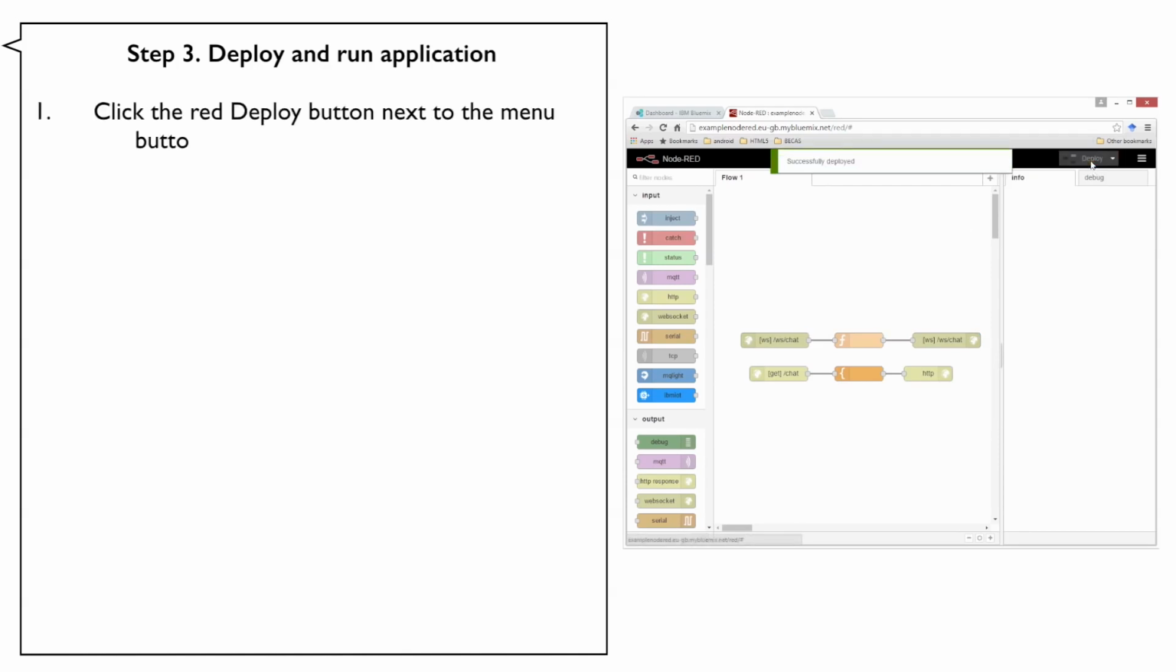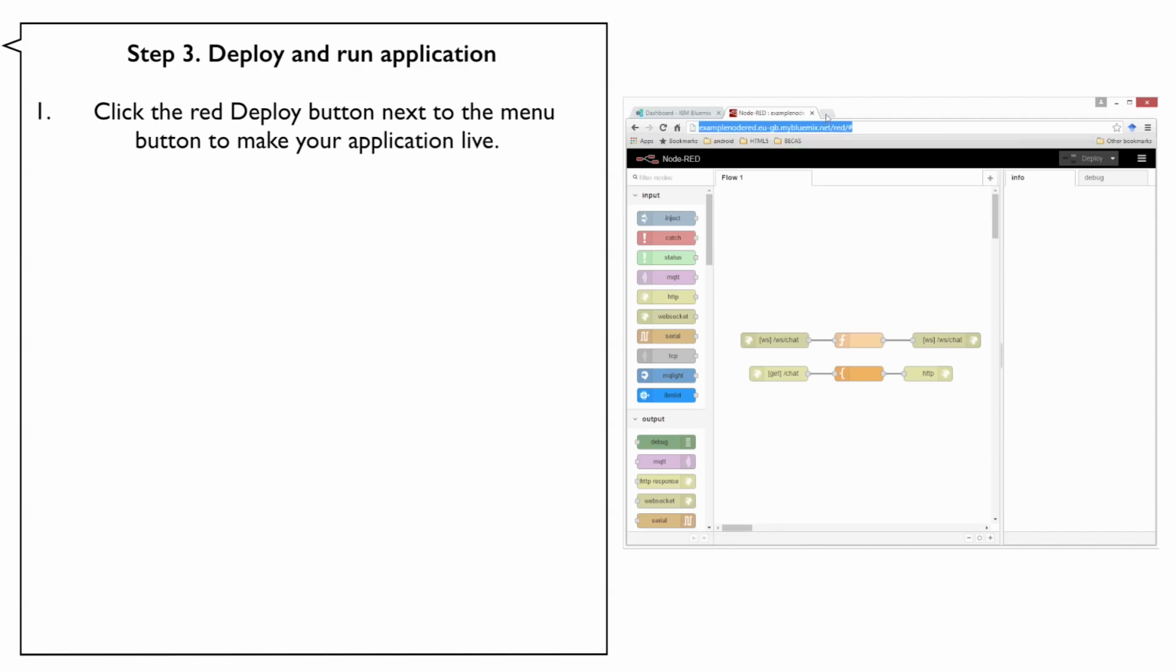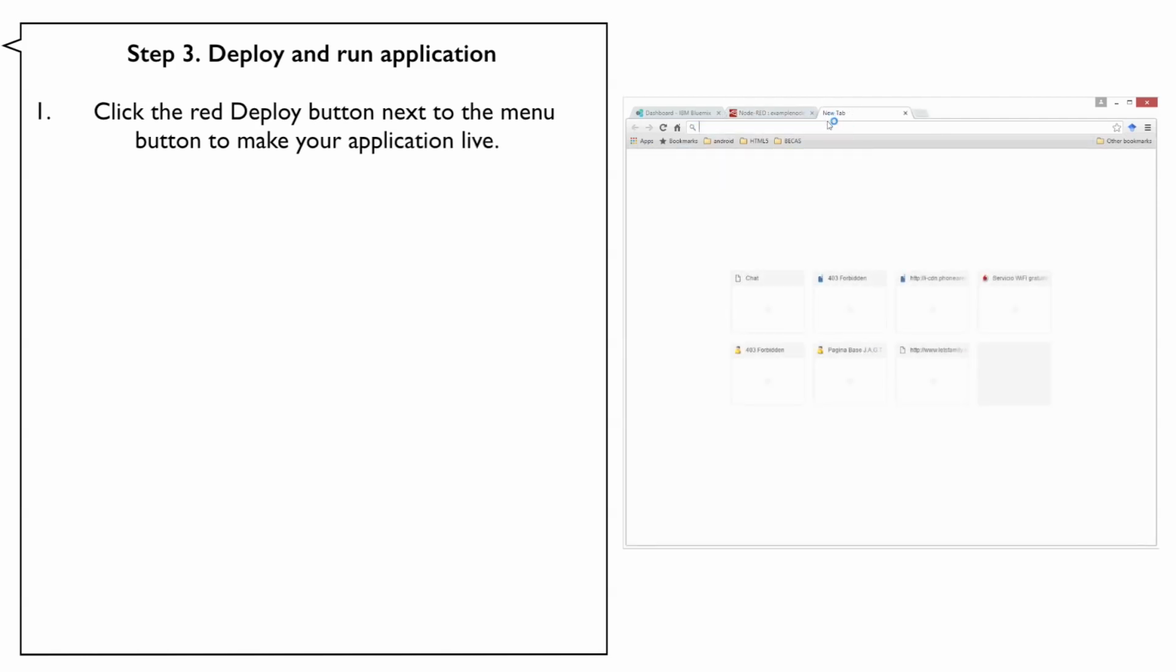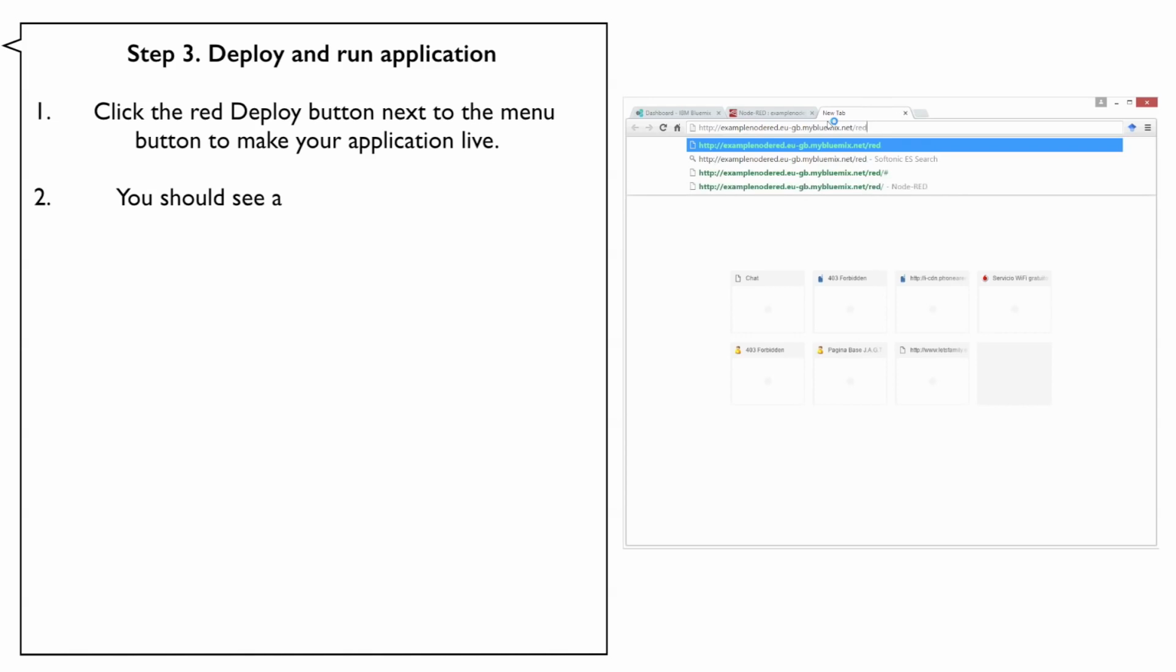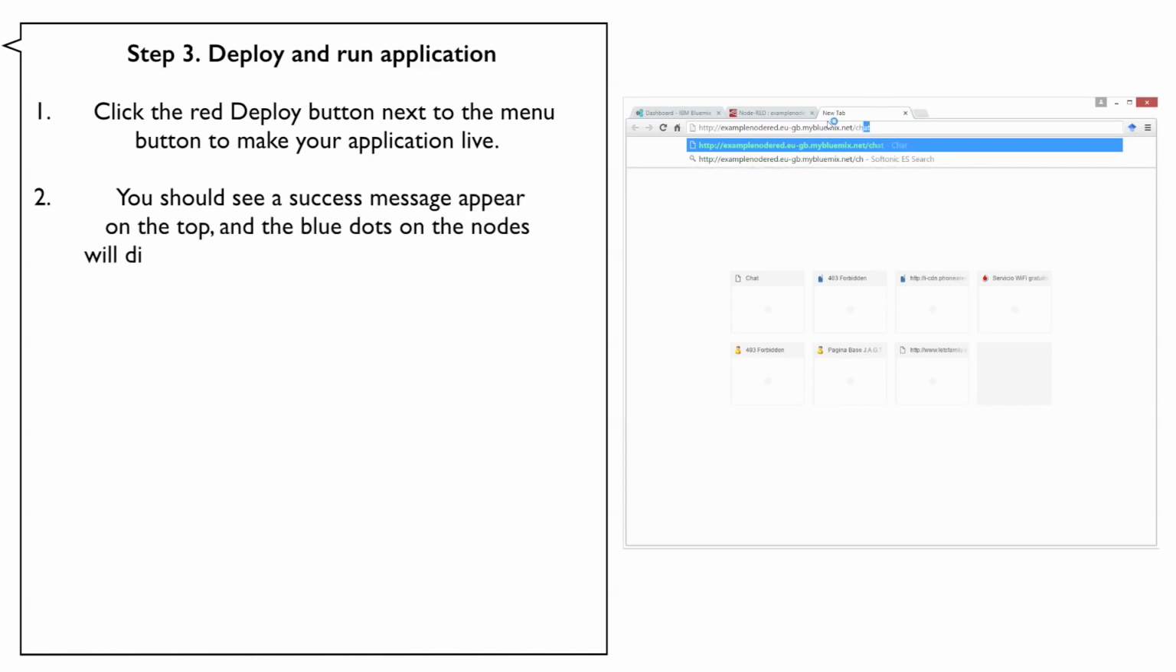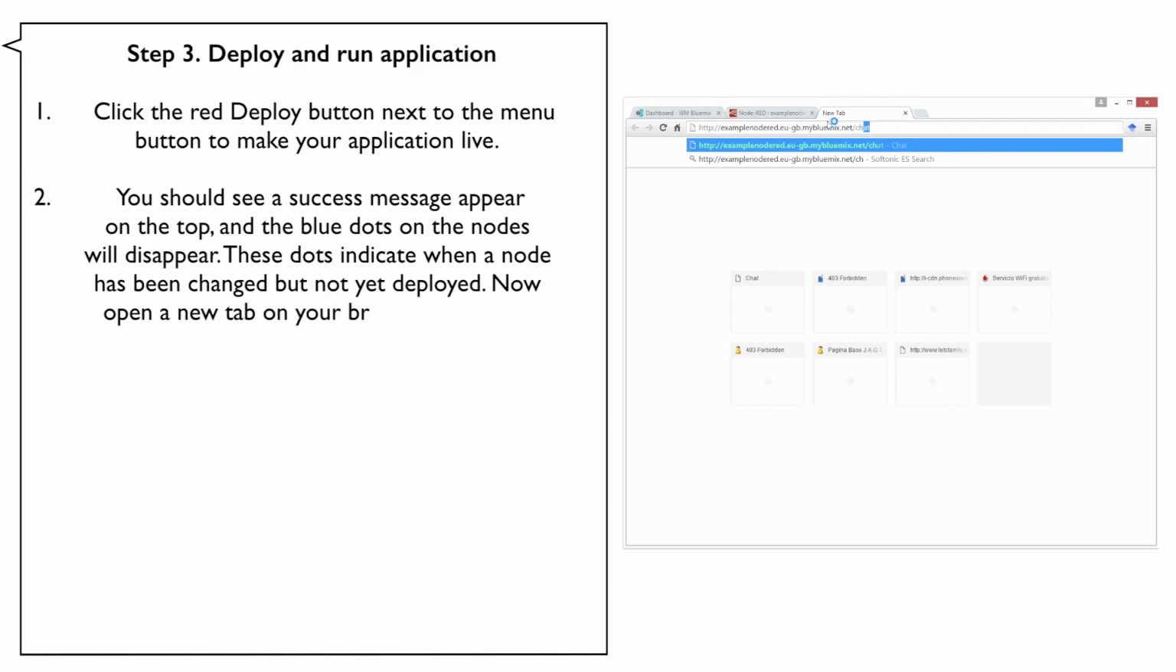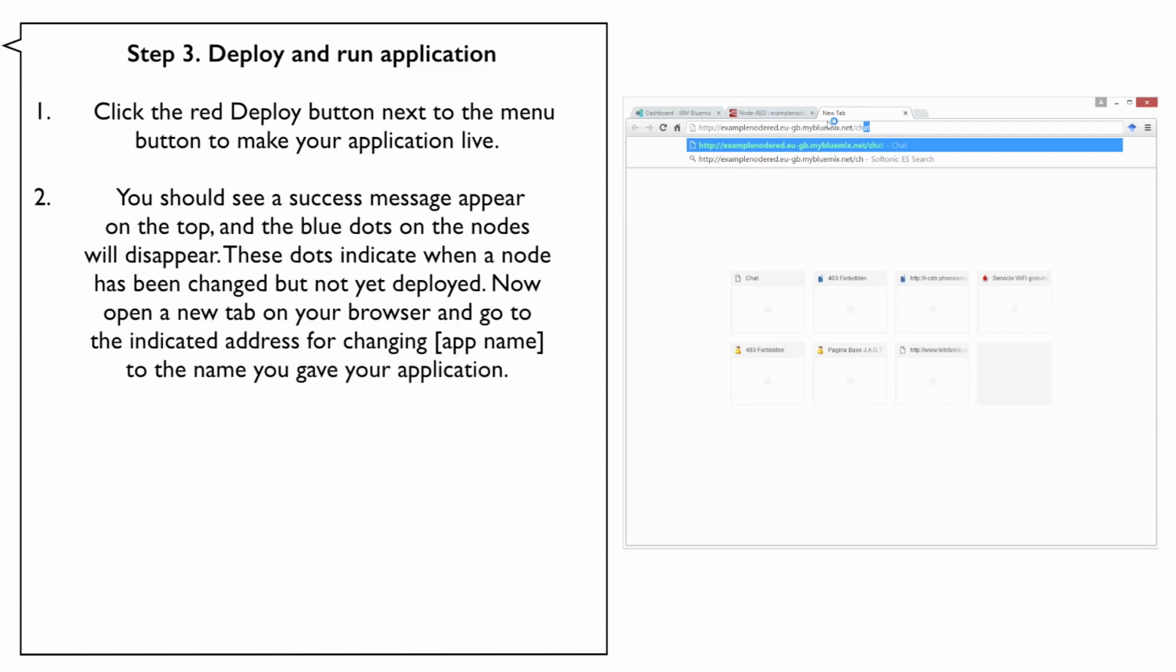1. Click the red Deploy button next to the menu button to make your application live. 2. You should see a success message appear on the top, and the blue dots on the nodes will disappear. These dots indicate when a node has been changed but not yet deployed. Now open a new tab on your browser and go to the indicated address, changing app name to the name you gave your application.